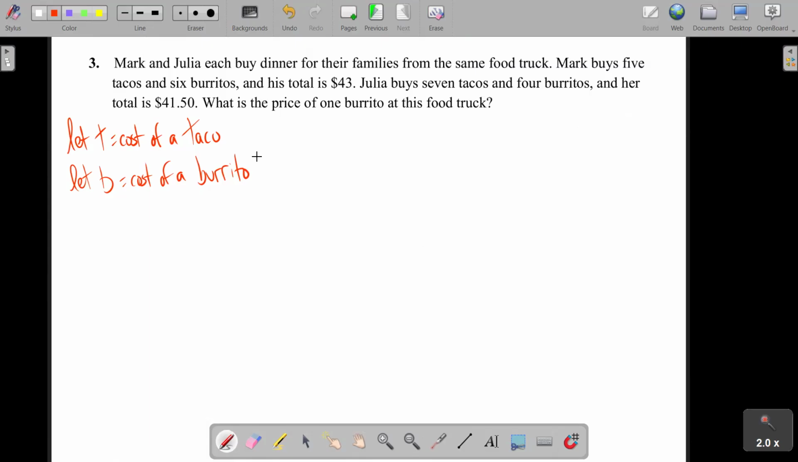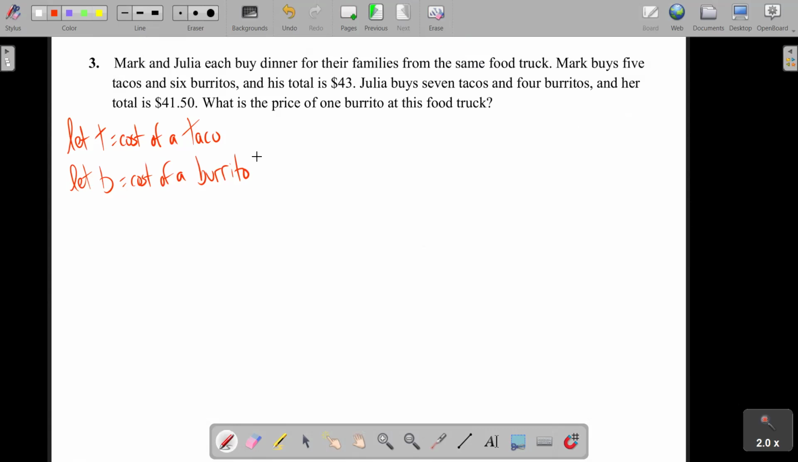If you don't want to use T's, if your T's look like plus signs, I get it. You could use C for taco. You could use anything. You could use X and Y like every time if that's your thing. I hate it, but you could.